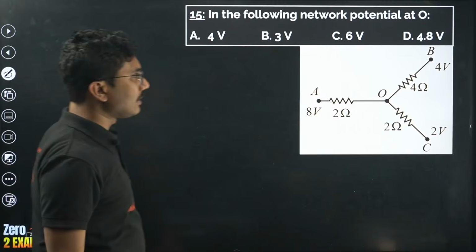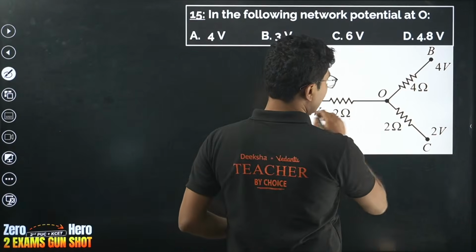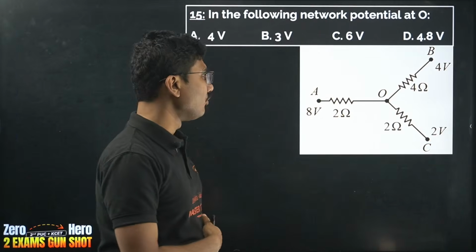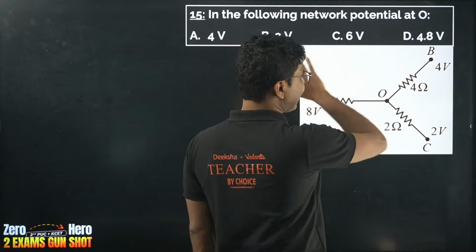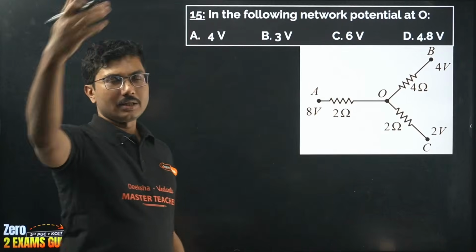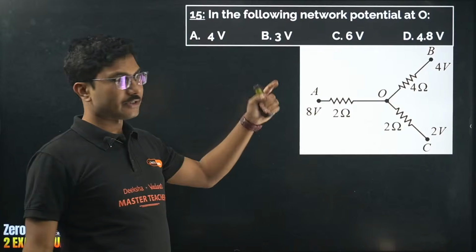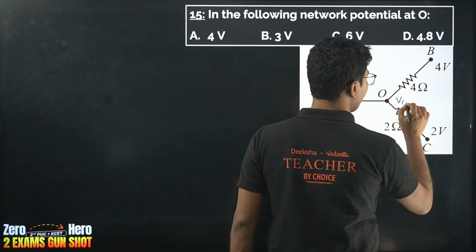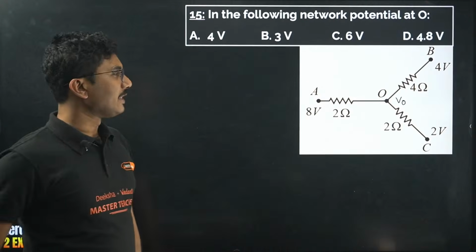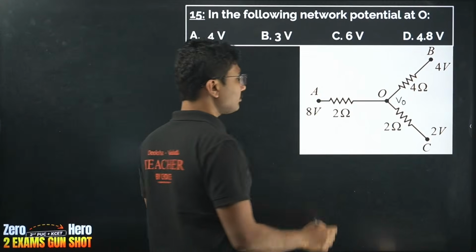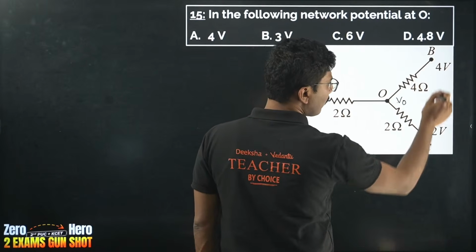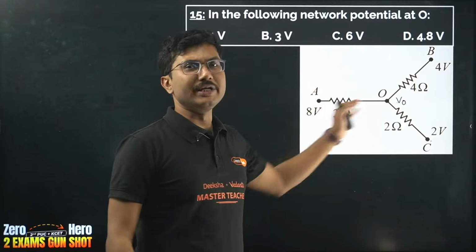So if you see in this diagram, this point has a potential of 8 volt. Okay, this is a KCET ready problem, not a KCET previous year question, but this type of question is very common. Suppose the potential here is V0. So this one is 8 volt, this one is V0, this one is 4 volt, this one is 2 volt. So voltage is reducing.